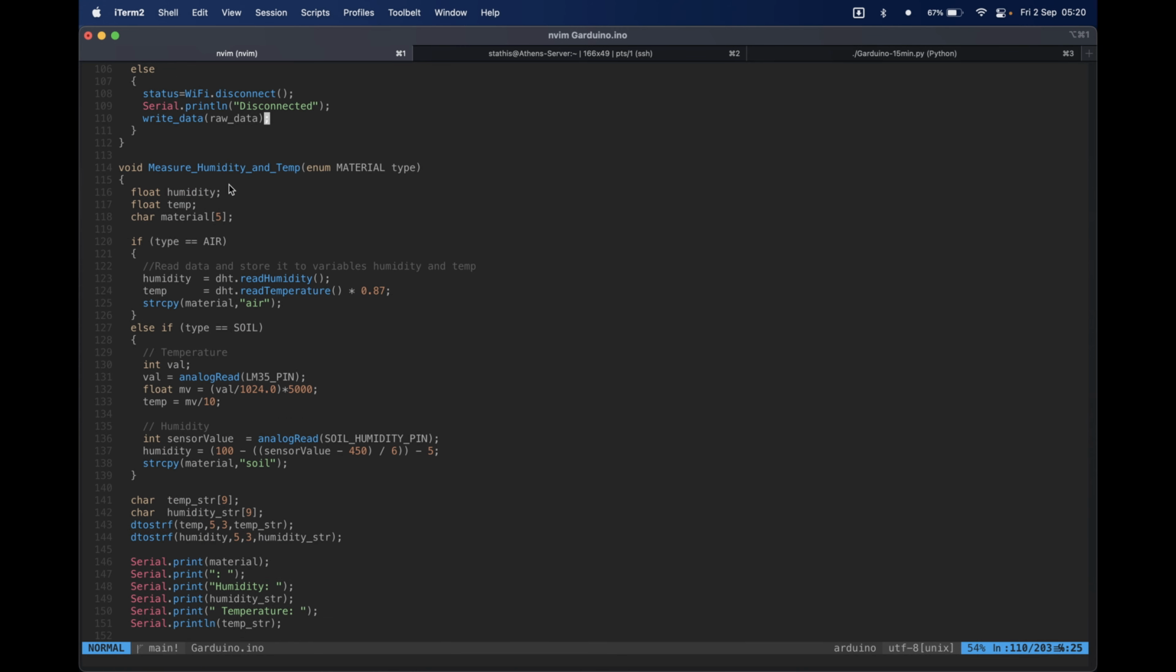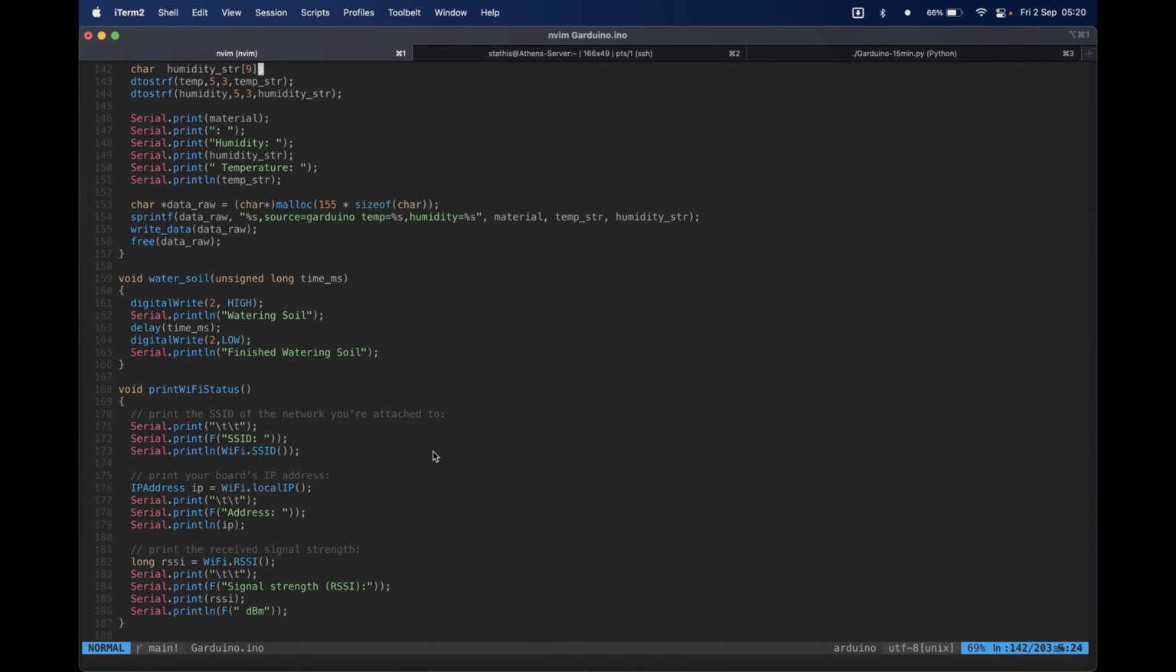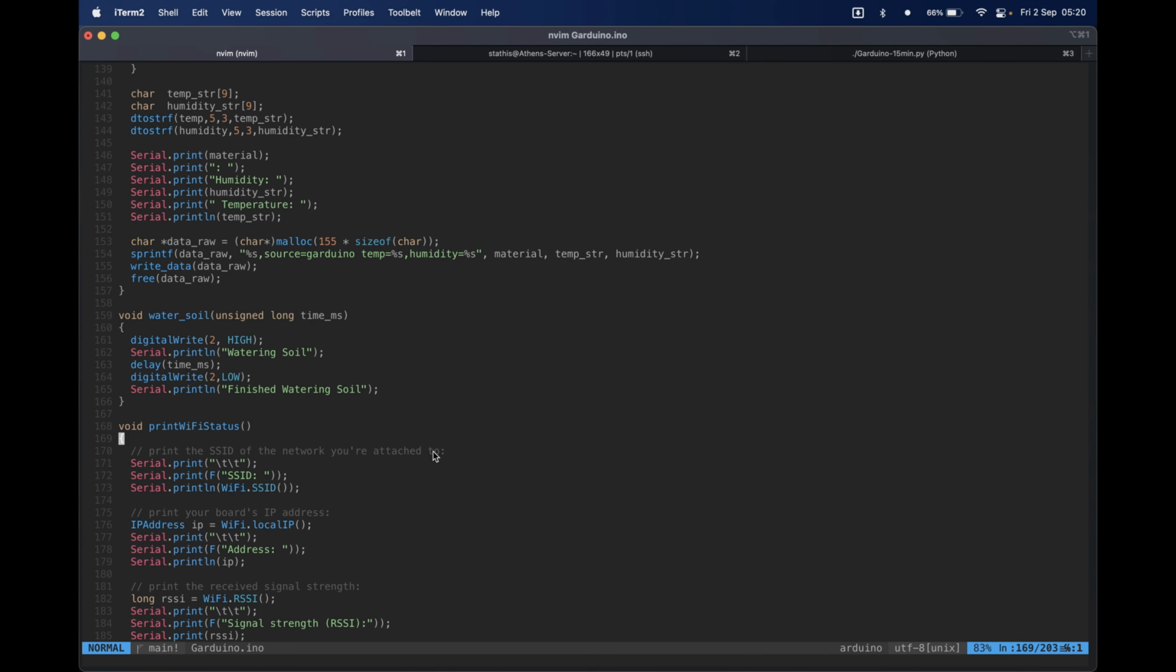But then for measure humidity and temperature, I'm just using an enum, so that I don't have to write the whole thing again, and I'm just using the if statement inside to see whether it's air or soil. I'm doing some calculations over here for the soil humidity, and then the rest is just helper functions.